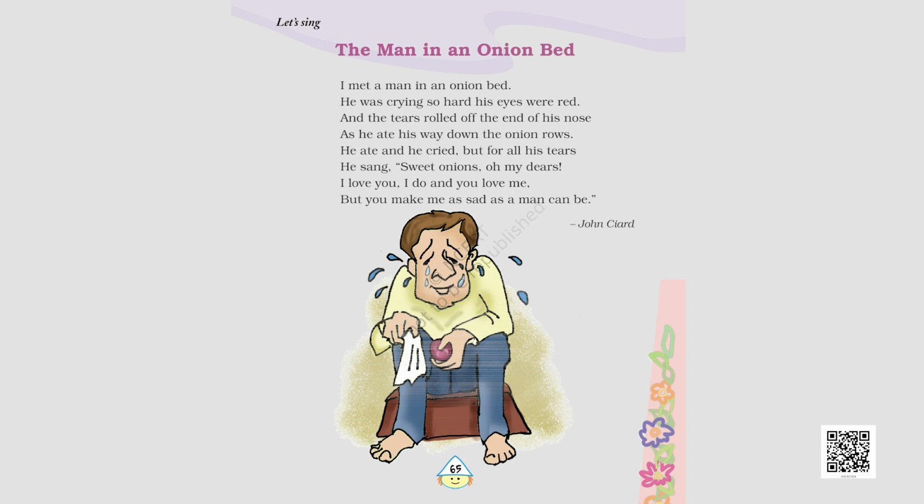The man in an onion bed. I met a man in an onion bed. He was crying so hard his eyes were red, and the tears rolled off the end of his nose as he ate his way down the onion rows. He ate and he cried, but for all his tears he sang, "Sweet onions, oh my dears, I love you. I do and you love me, but you make me as sad as a man can be."